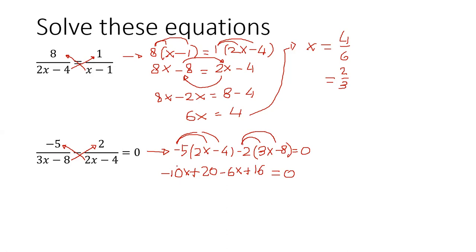Now, negative 10x minus 6x. Not move, but minus. Okay. Move it from the first term to the second term, from the left side to the right side, beside this sign, equal. Right. So negative 10x minus 6x equal negative 16x. 20, positive 20 plus 16 equal plus 36 equal 0.